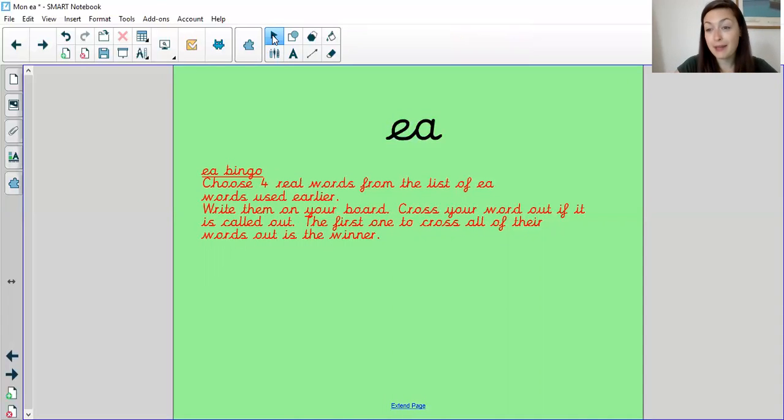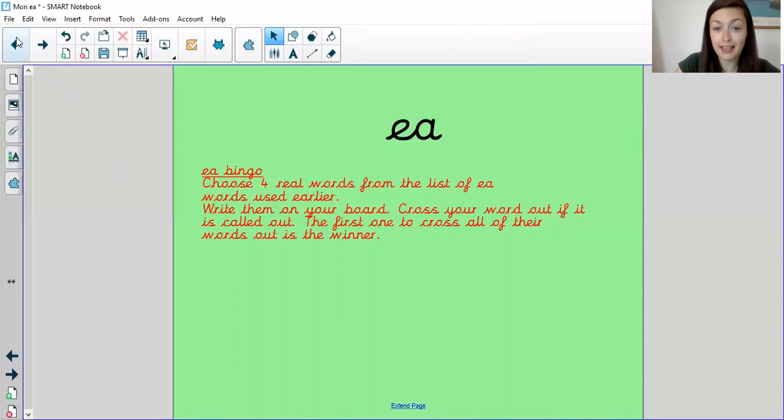So now, as your challenge, we're going to play a game of bingo. So you can play it with somebody at home after you've paused the video. So we're going to play EA bingo. Okay, so you need to choose 4 real words from the list of EA words used earlier. You're going to write them on a piece of paper or a whiteboard, and cross your word out if it is called out. The first one to cross all of their words out is the winner. Okay, does that make sense?